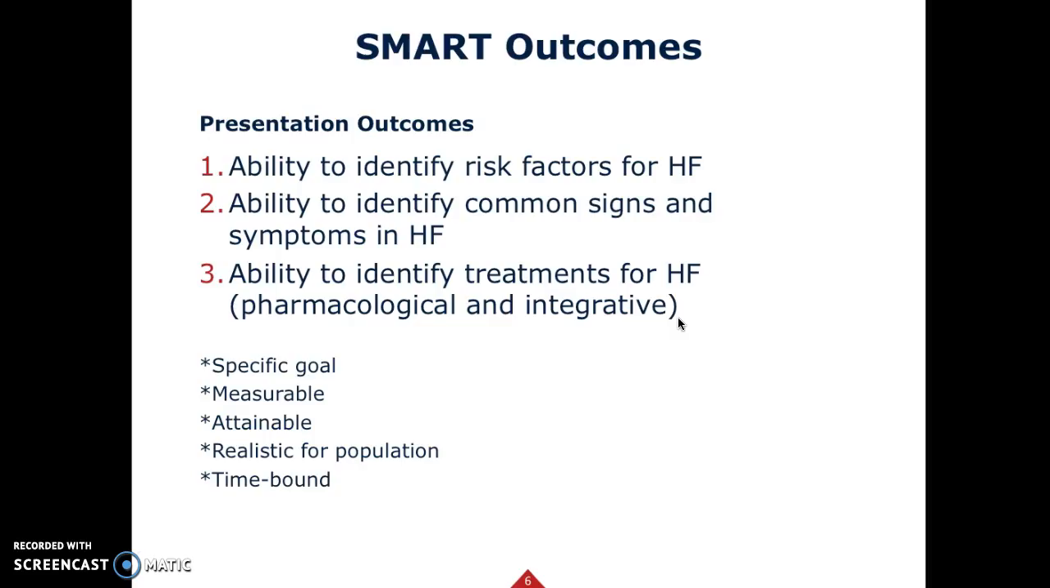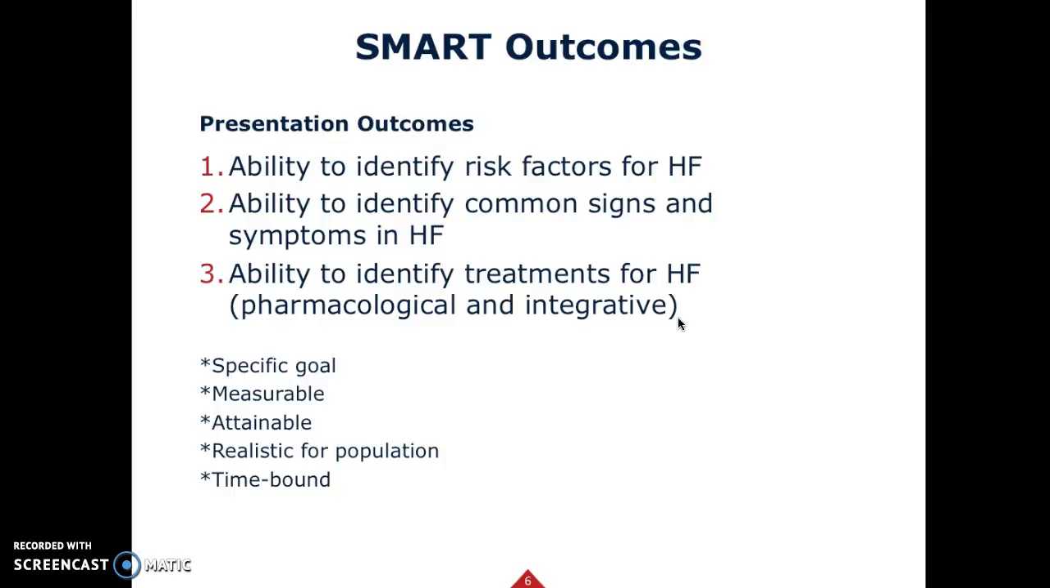Smart outcomes. Our presentation's specific end goal is to have you able to identify common risk factors in the heart failure population, be able to identify common signs and symptoms of heart failure patients, and be able to identify and recommend treatments for this population.